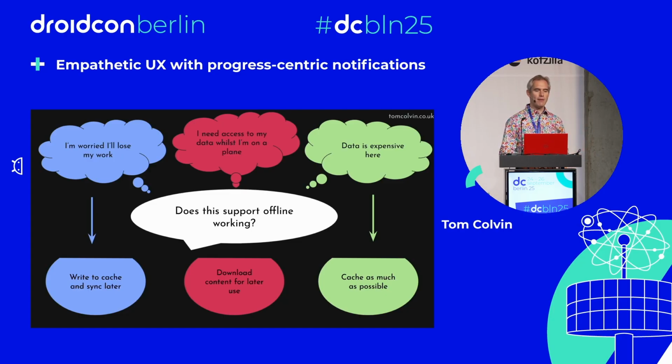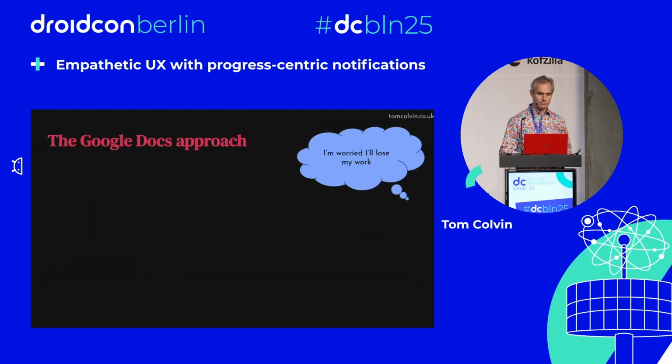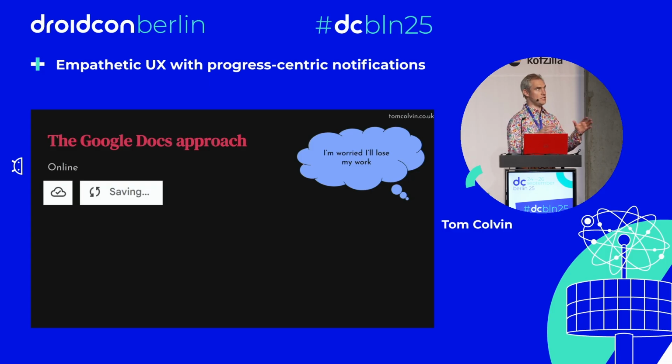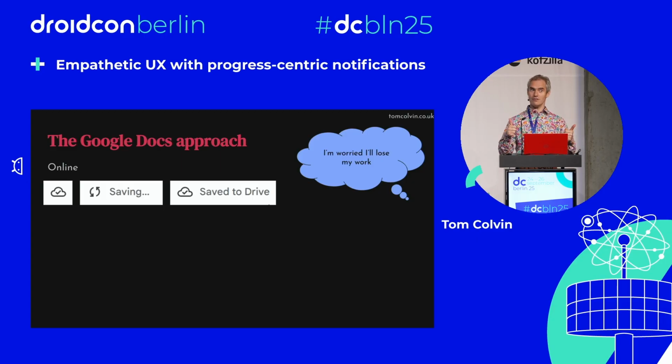An example of an app that gets this stuff right is Google Docs. I think Google Docs does this really well, and we can take a little bit of their example and use it for ourselves. So when we are online, we get a little cloud with a tick. Everything's good. When we make changes to our document, it says saving, and then quite quickly goes to save to drive. Everything is good.